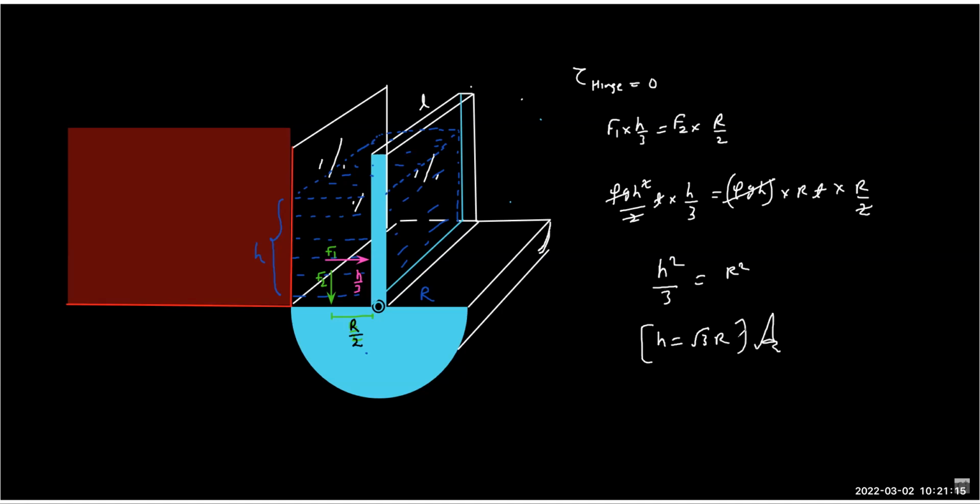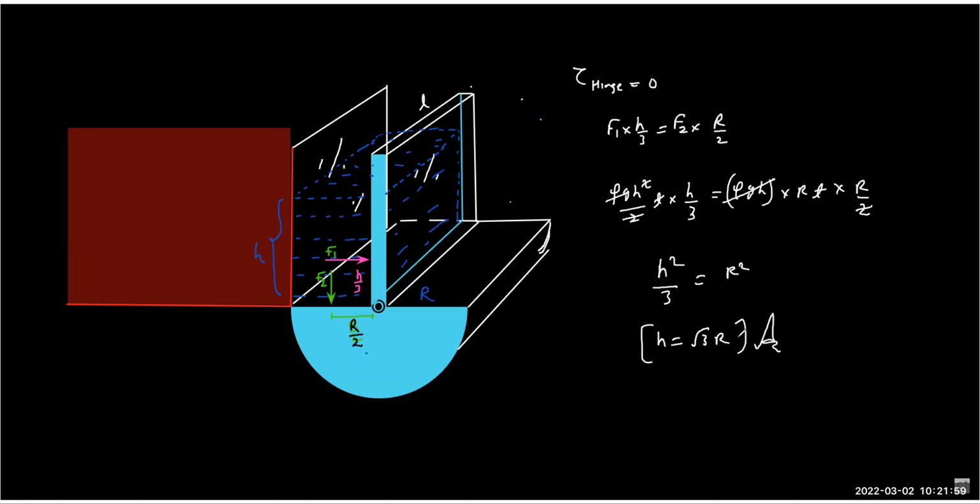Is this clear? So when it comes to torque in a liquid, why are we applying torque? For the obvious reason: we are not aware of the hinge force. So the only method to solve this problem is the torque method. We apply torque about the hinge and put it to 0. And this leads to the answer h equals root 3 R. It means if you fill the water to a height of root 3 R, then the system will be at equilibrium, so that the clockwise torque and the anti-clockwise torque balance out.